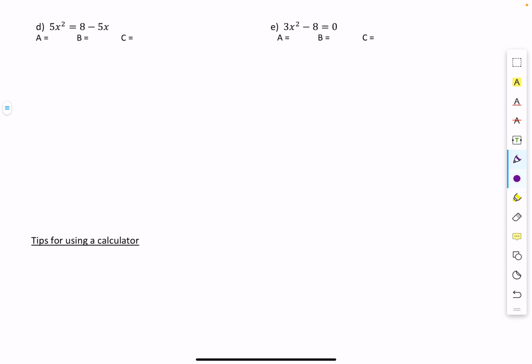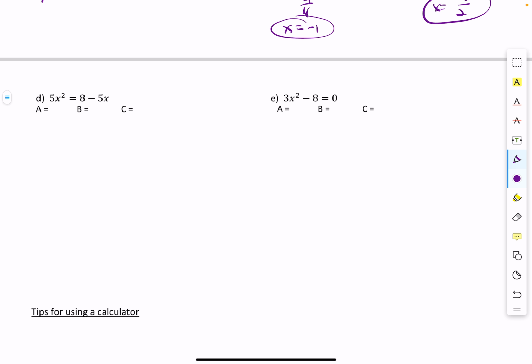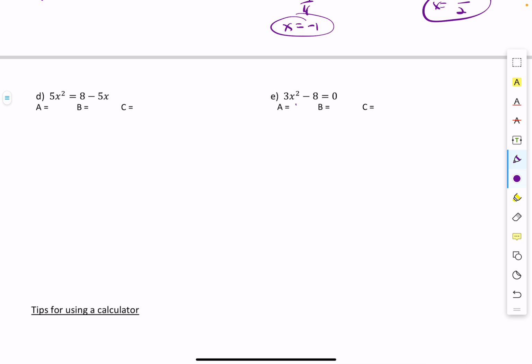All right. We're going to do D last. We're going to do E next. Okay. What's A for E? 3. What's B? Nope. Careful. 0. There's no X term. And then C, because that's the one without a variable, that's our constant, then that's the -8. Does that make sense? Okay.